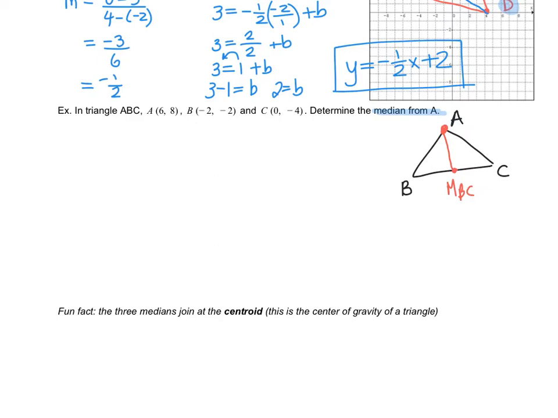If you would like, you can pause the video right here, try to find the equation of the median using the steps that we just did above, and then you can come back to the video to check your work. Otherwise, I will get started.